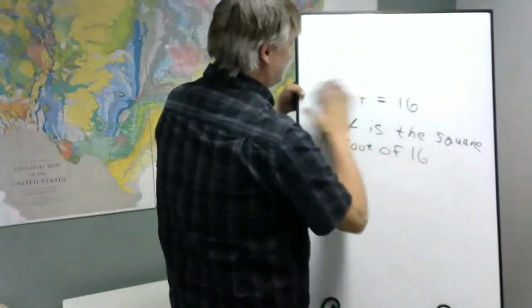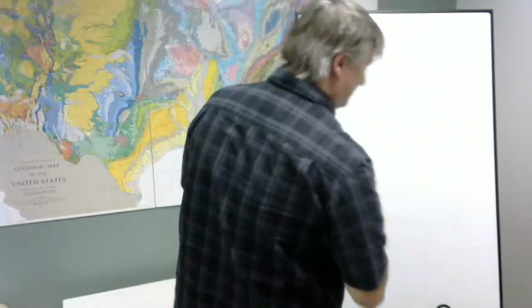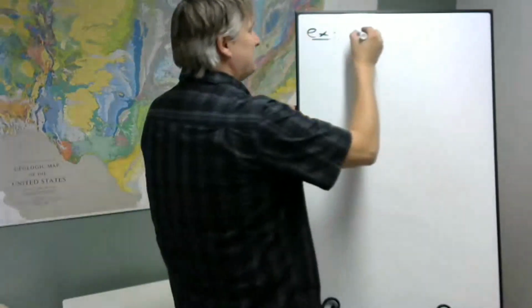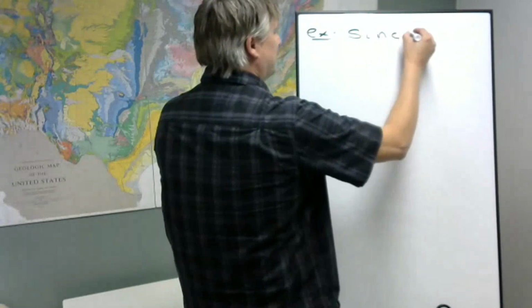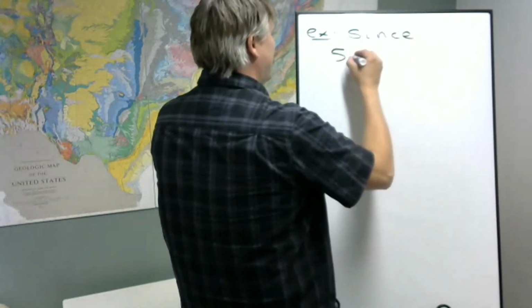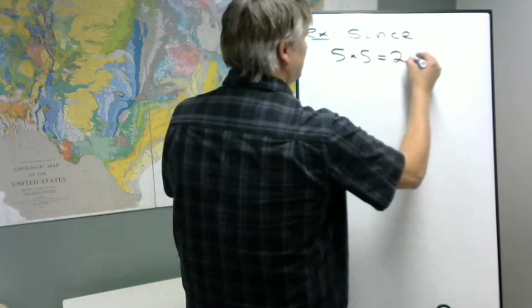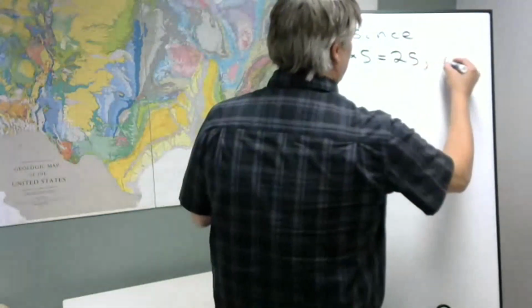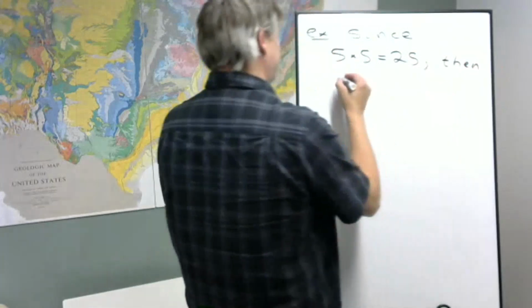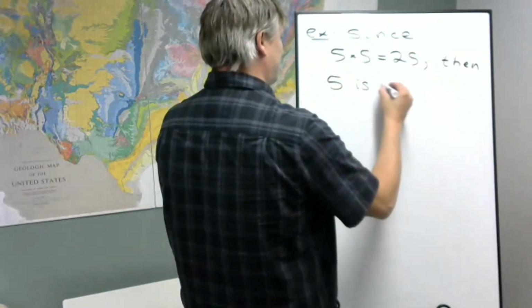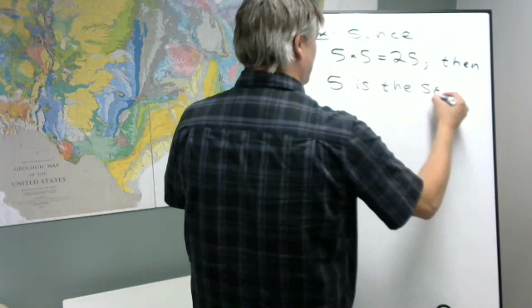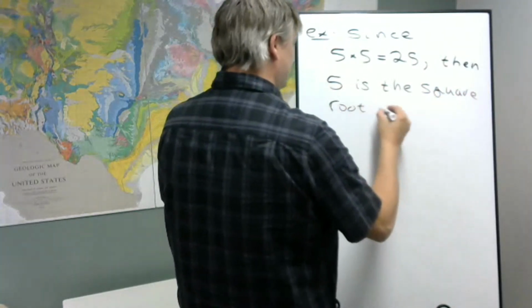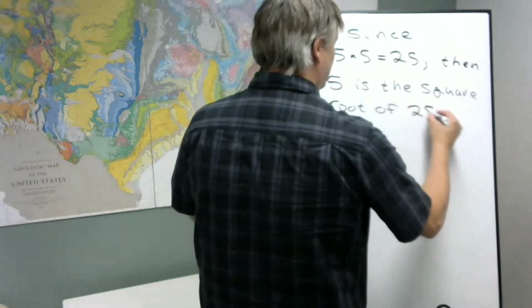So let me do some examples. Since 5 times 5 equals 25, well, then that means 5 is the square root of 25.